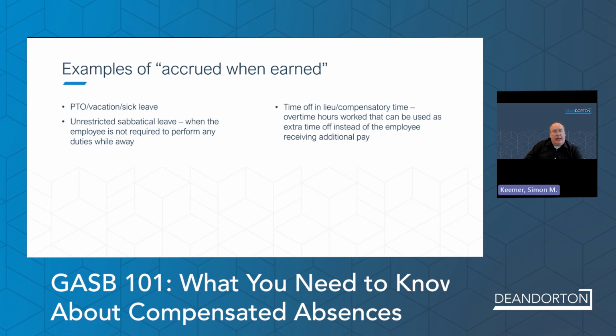The other area of leave which gets caught under accrued when earned, which I think is not necessarily as prevalent as the other two, is time off in lieu or TOIL or compensatory time. The concept here is that employees are working overtime hours at some point during the year, which they can use as extra time off at a later point in the year instead of receiving additional pay. So if you've got any TOIL or compensatory time, that would also fall under the accrued when earned. So they're the three big items in the accrue when earned.